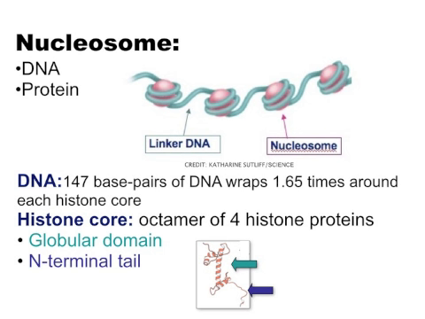It's formed of nucleosomes and intervening linker DNA. The DNA that's wrapped around the nucleosome consists of about 147 base pairs that wraps about 1.65 times around each histone core. The histone core itself consists of an octamer of 4 histone proteins, and each histone has a globular domain and an N-terminal tail. The N-terminal tail is actually a really important feature of the histone.